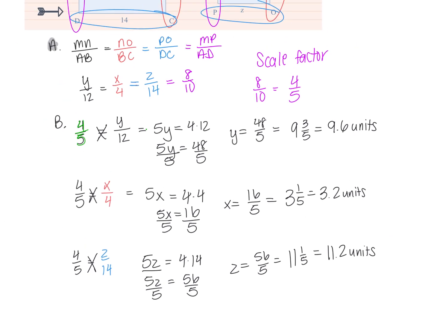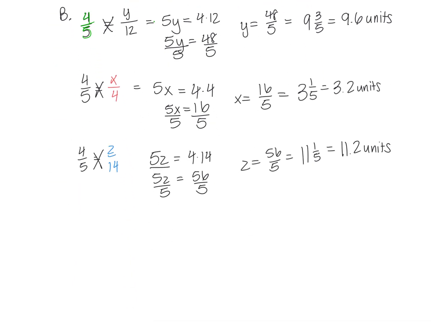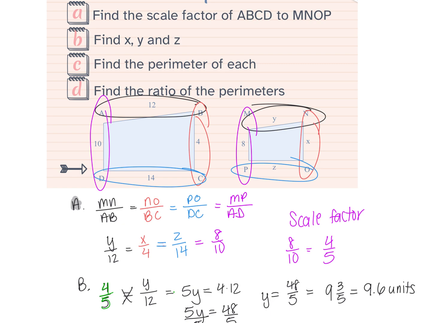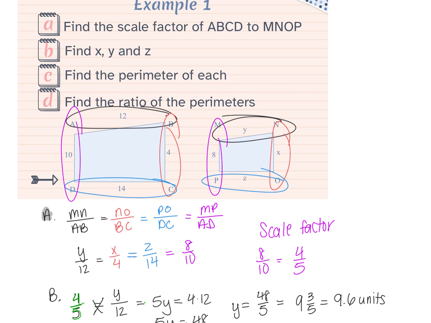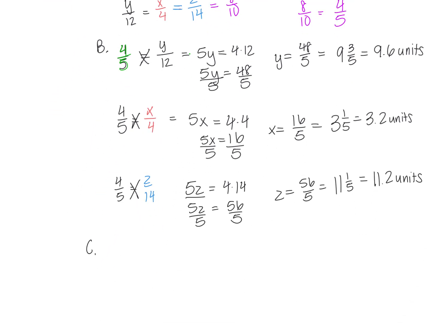All right, we did A and B. Now we have to go ahead and find C. Find the perimeter. This should be easy. How do you find perimeter? Add all the sides. Finding my perimeter. That is part C. Looking at it. All right, perimeter adding. So you have to add both of them. You're finding the perimeter for both shapes. Find the perimeter for each.